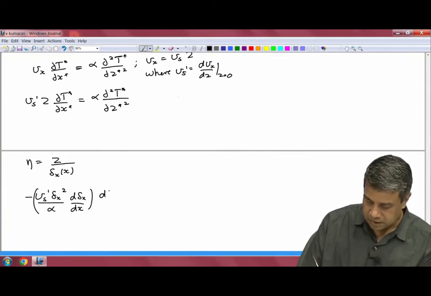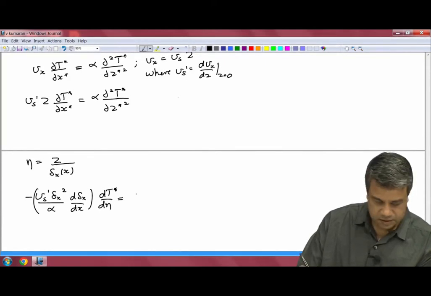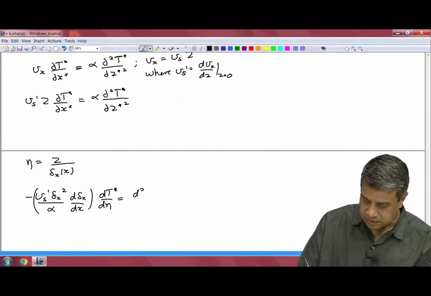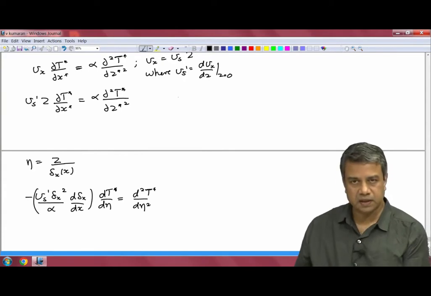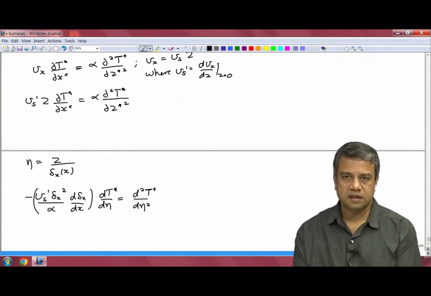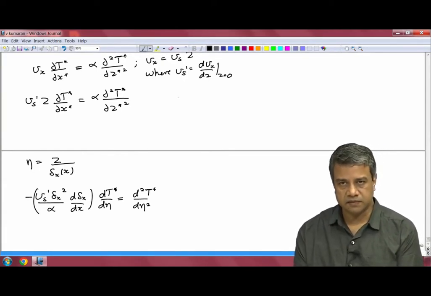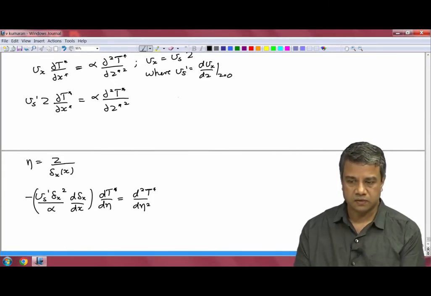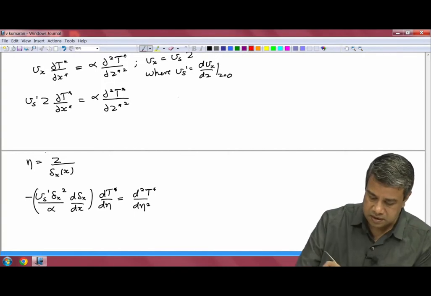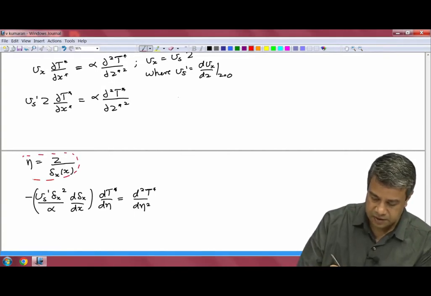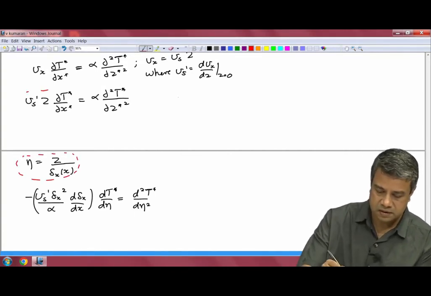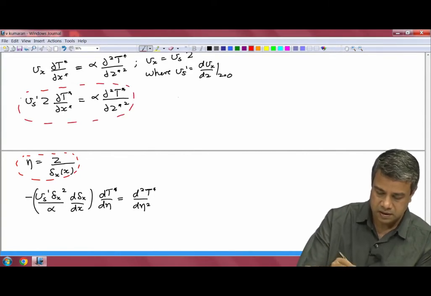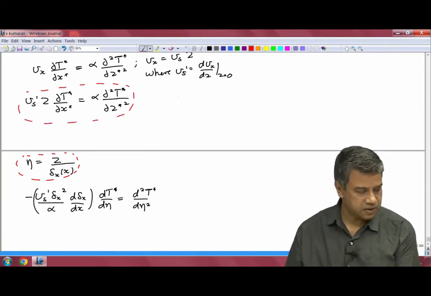Okay. dT star by d eta is equal to d square T star by d eta square. If you recall, we had expressed z and x derivatives in terms of eta derivatives using the chain rule for differentiation and using this expression for eta. Substituted it into this conservation equation, and then simplified, and this is the equation that we got.